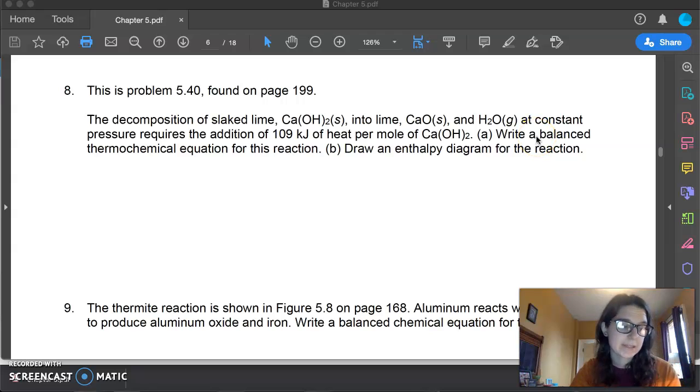So here, since this is a decomp reaction, we only have one reactant, and that is CaOH2. And it is breaking down, so on our product side, we're going to have CaO and H2O. For all of these, the coefficient is just going to be 1, so it's 1 to 1 to 1, so we don't have to adjust coefficients. And then our delta H is going to be positive this time because it requires the addition of 109 kilojoules for every mole of reaction.